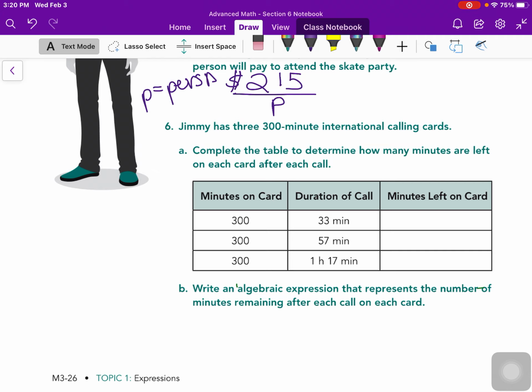Number 6, Jimmy has a 300-minute international calling card. Complete the table to determine how many minutes are left on each card after the call. So if he has 300 minutes on the card and he talks for 33 minutes, we're going to have to subtract, and he's going to be left with 267 minutes. I can use my calculator on this. Go ahead and figure out the other two.